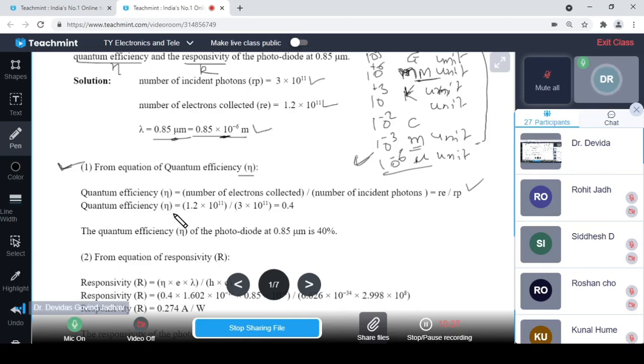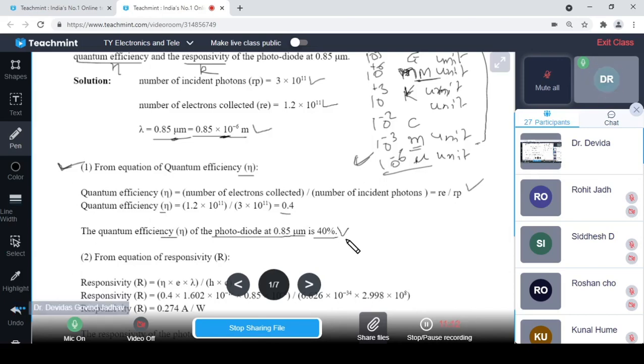Substitute it. 1.2 into 10 raised to 11 divided by 3 into 10 raised to 11 is 0.4. The 10 raised to 11 cancels because they are in the numerator and denominator as a multiplication factor. So 1.2 divided by 3 is 0.4. So quantum efficiency eta is 0.4. In percentage you can write it as 40%: the quantum efficiency of the photodiode at 0.85 micrometer is 40%.